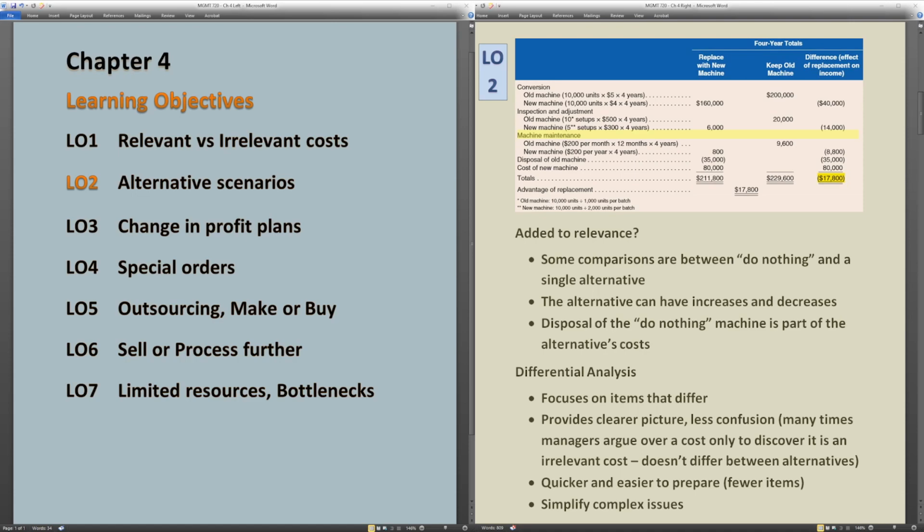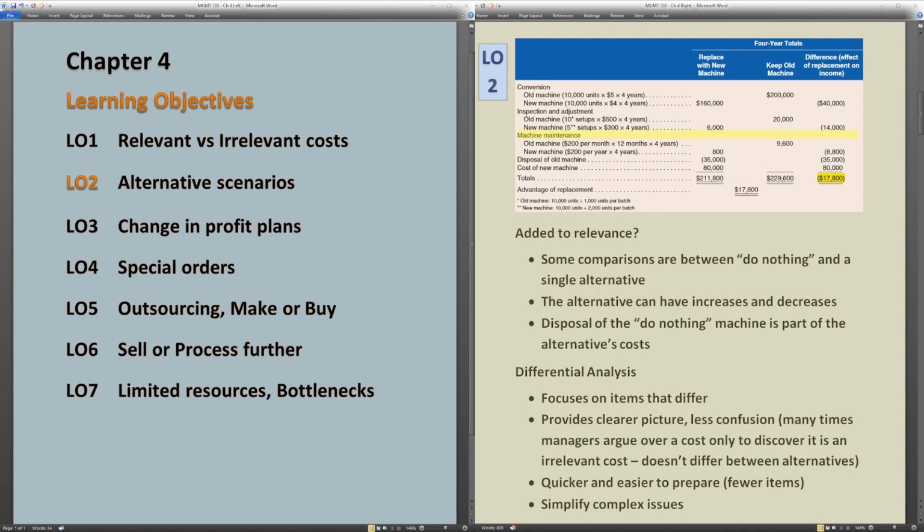So we put the disposal of the old machine here, and you notice this is a reduction of costs. In other words, we sell off the old machine and get $35,000. That offsets these other costs. When we go over to the difference column, the conversion costs are cheaper by $40,000. Inspection is cheaper by $14,000, et cetera. So really the only additional cost is the cost of the new machine. When you put all those together, the cost of the new machine, $80,000, is outweighed by all the other cost savings, so in total you would have a cost saving of $17,800.